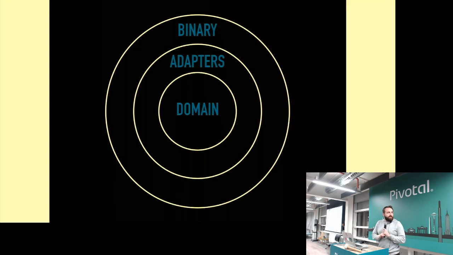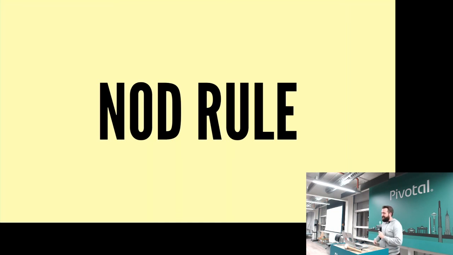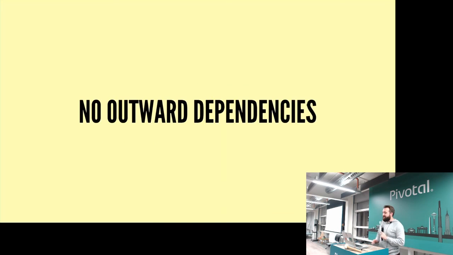And to glue these layers together, we're going to use something I just invented here called nod rule, which stands for no outward dependencies. So the things in the middle can never import the things on the outside. Like, you can never import package main, right? So it's just extending that a bit further.